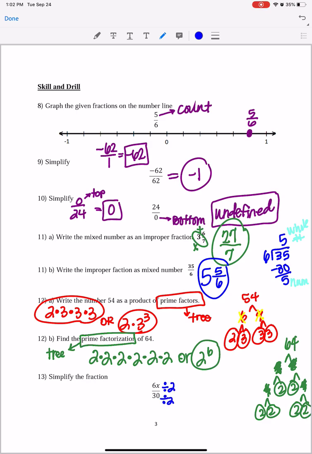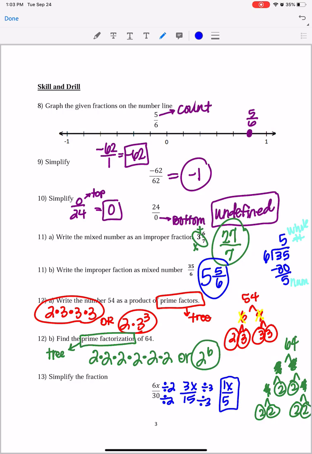So 6x divided by 2 is 3x. 30 divided by 2 is 15. Those can still be broken down, so I can break these down by 3. 3x divided by 3 is 1x, or just x. 15 divided by 3 is 5. Okay, so you can do it in 2 steps.